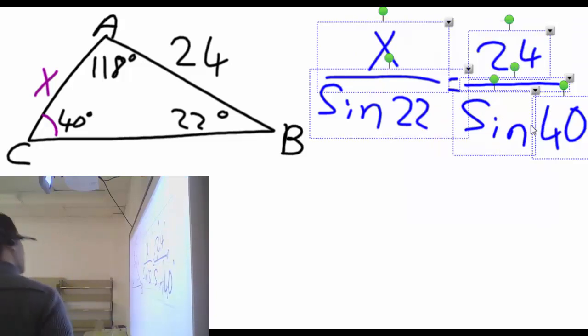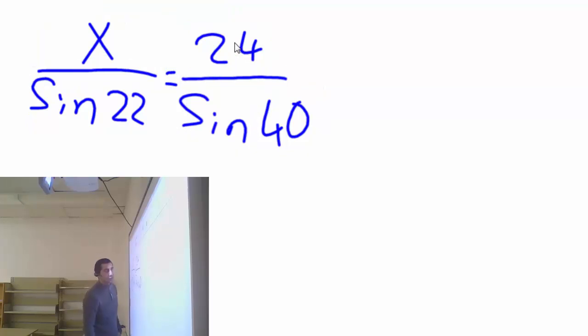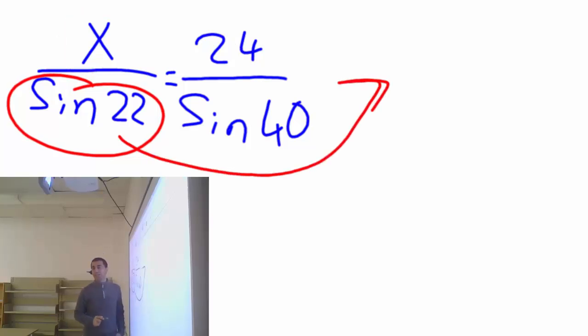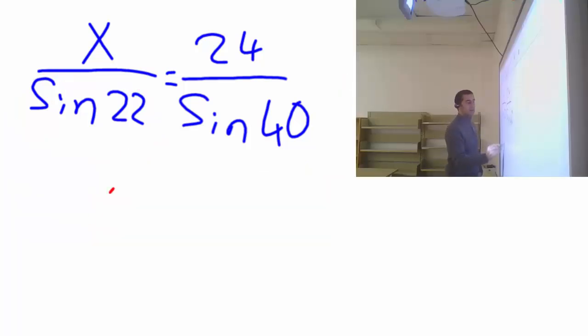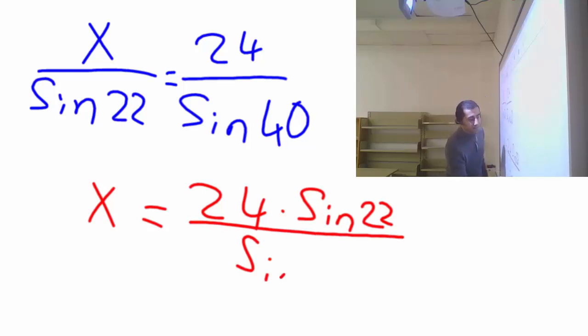Let's copy that and paste it here. All you have to do, this is a division. This is what we want to find out. So it needs to go to the other side, and because it divides here, it will multiply there. So x alone equals 24 multiplied by sinus 22 divided by sinus 40. So I'm going to use my calculator. Whatever I take from this will be the right answer. So now let's calculate it. 24 times sinus 22.